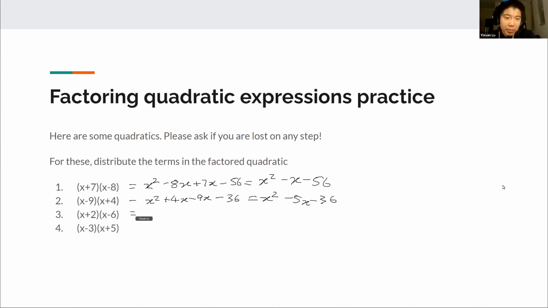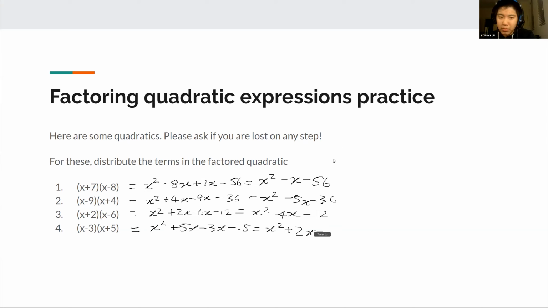Now for the third problem, same thing. Multiply the linear terms, multiply the constant and linear terms, and combine like terms. So it'd be x squared minus 4x minus 12. Same thing for the last problem. Combine like terms. Then you would get x squared plus 2x minus 15. I'll give you a second to go over that, and then I'll clear the board for the next slide.